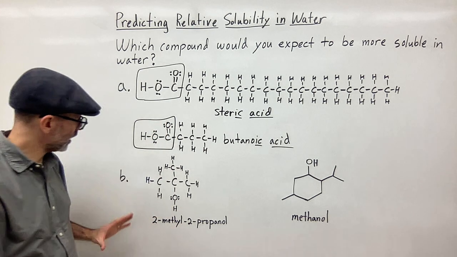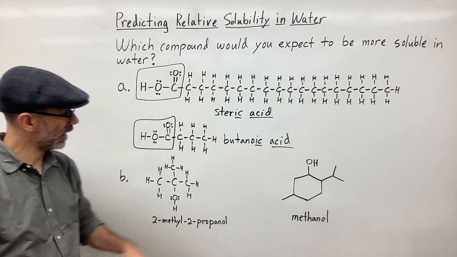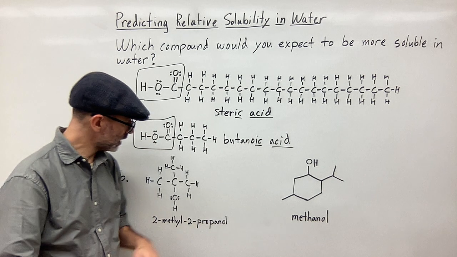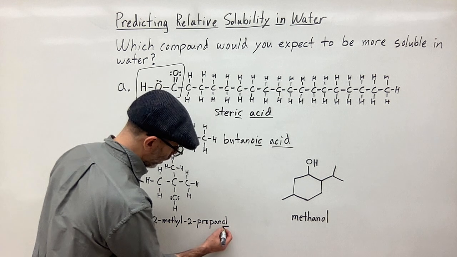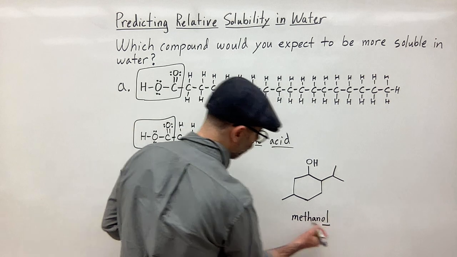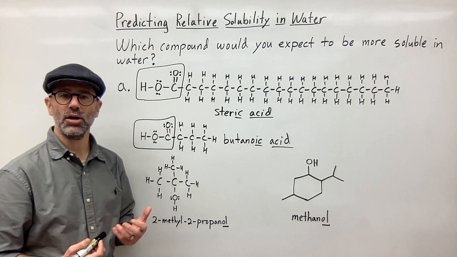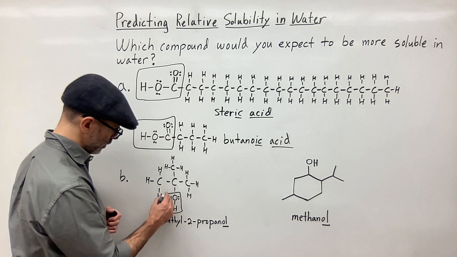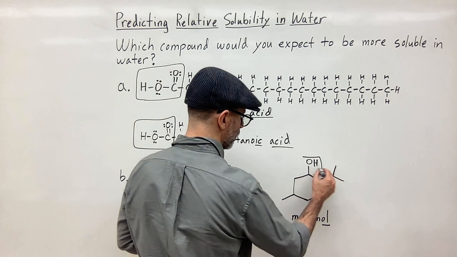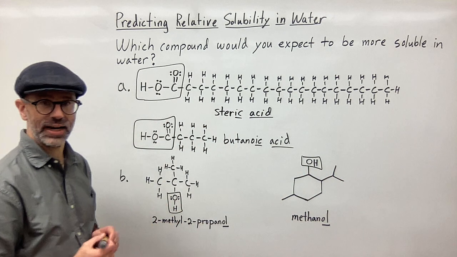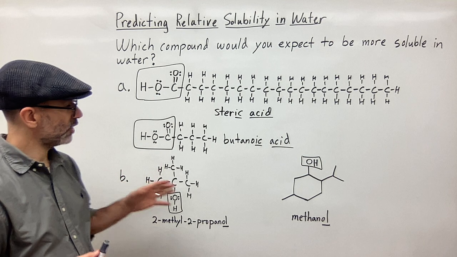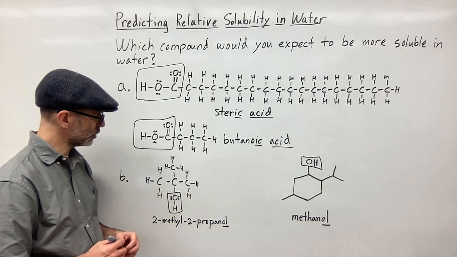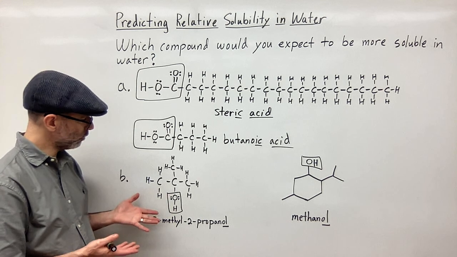Okay, what about B? Here we've got 2-methyl-2-propanol, and we have methanol. Okay, you can tell by the "ol" ending that these are alcohols, and an alcohol has an OH group on it. And here we have the OH group, and here we have an OH group. Again, these are not hydroxide ions. They're not negative ions. This is not OH minus and OH minus. These are called hydroxyl groups. Okay, so we're dealing with alcohols.